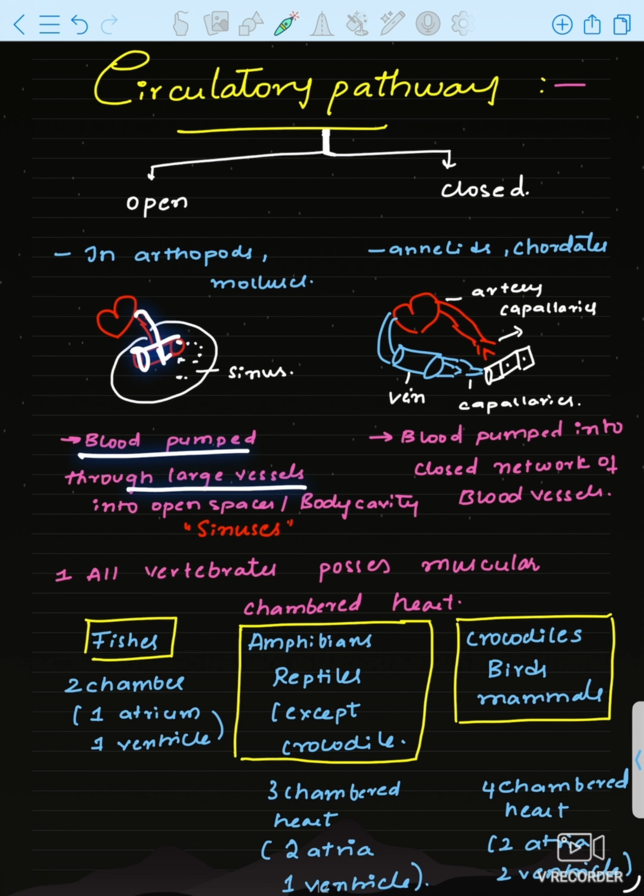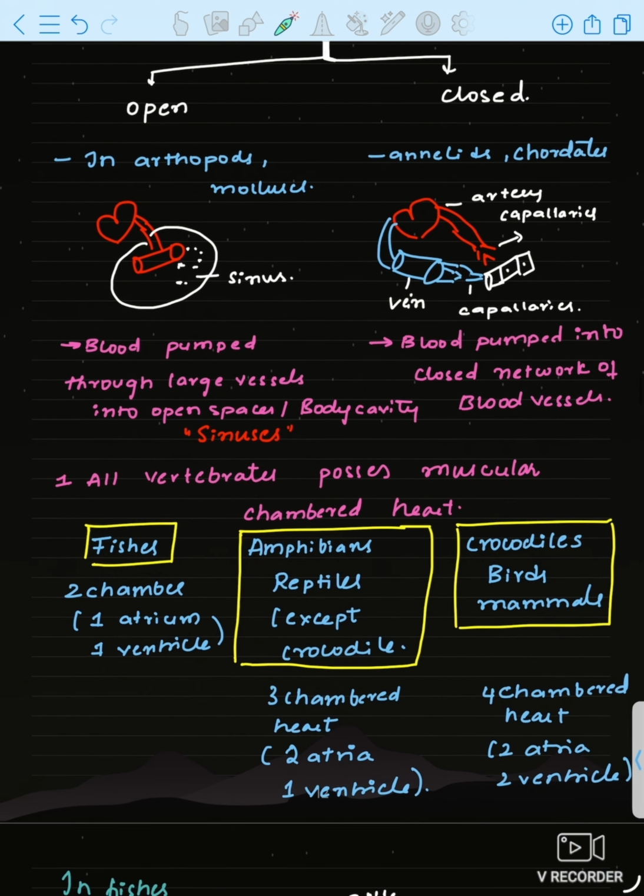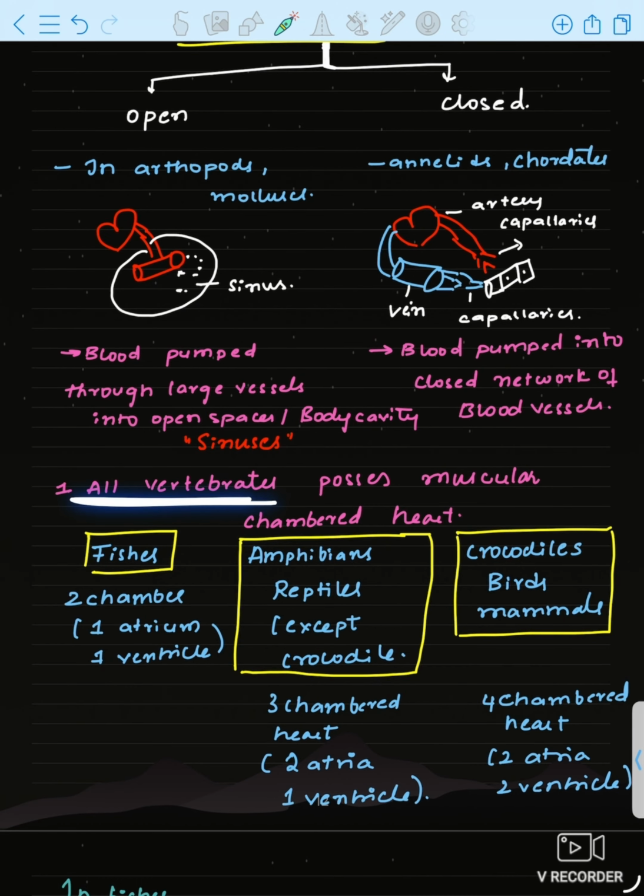See, in open circulation, blood is pumped through the large vessels into open spaces or body cavity, that is sinuses. In closed circulation, blood is pumped into a closed network of blood vessels. Here what you have to remember: all vertebrates possess a muscular chambered heart. Fishes, amphibians, reptiles, birds and mammals, all these vertebrates have a muscular chambered heart for circulation.